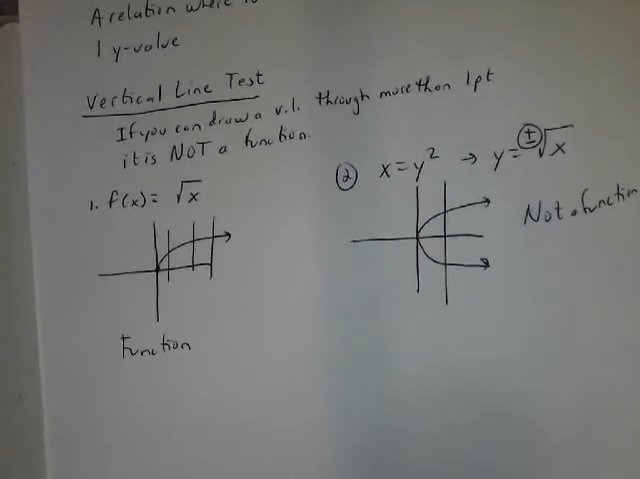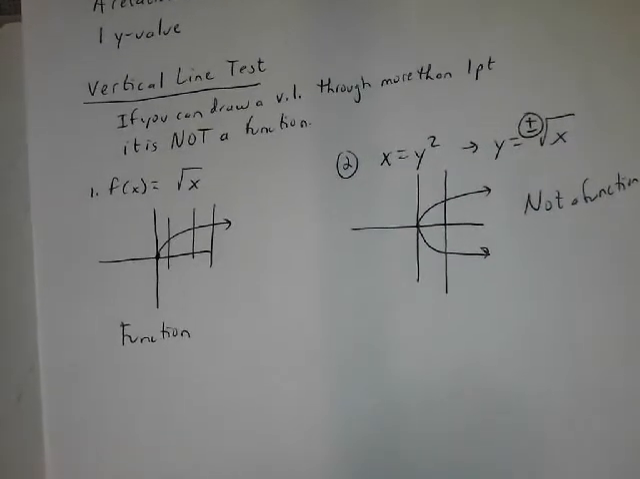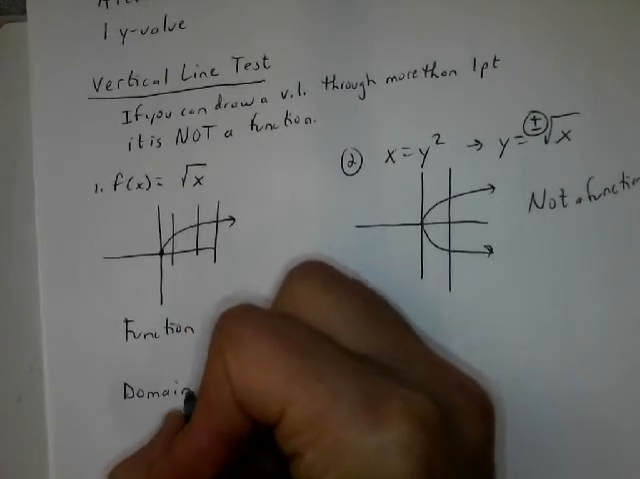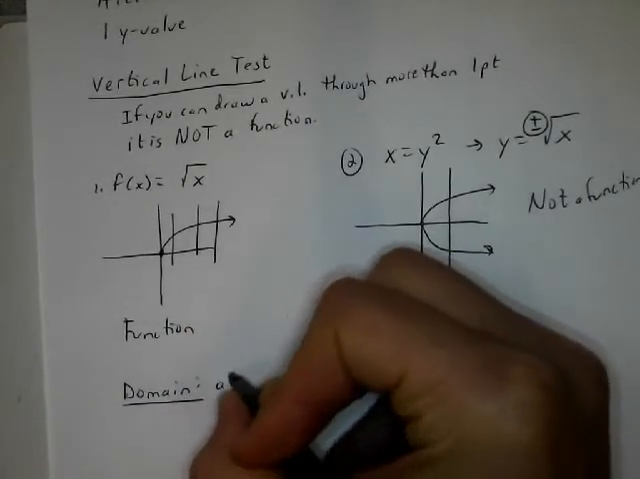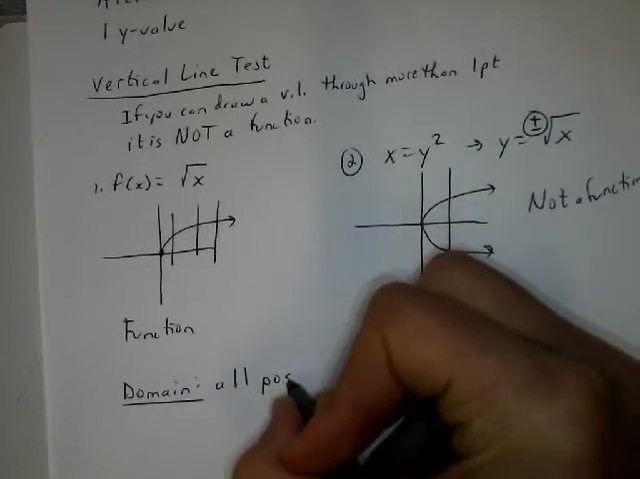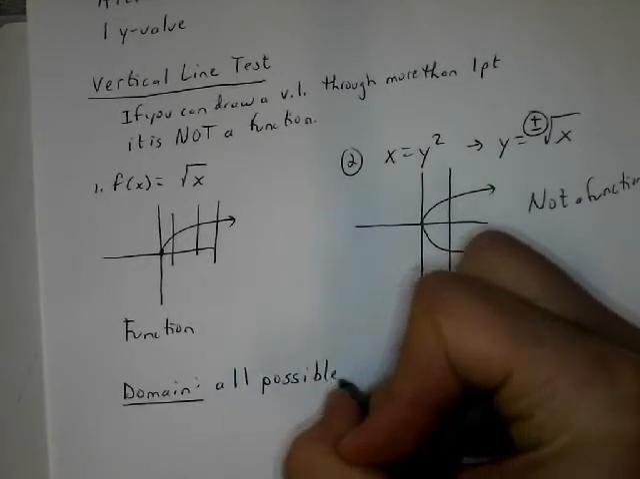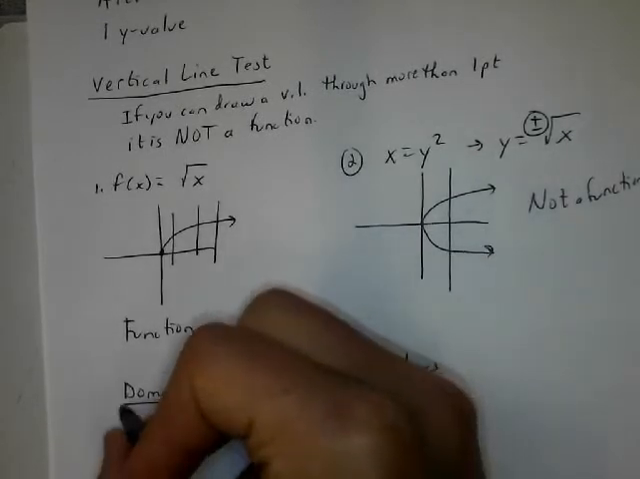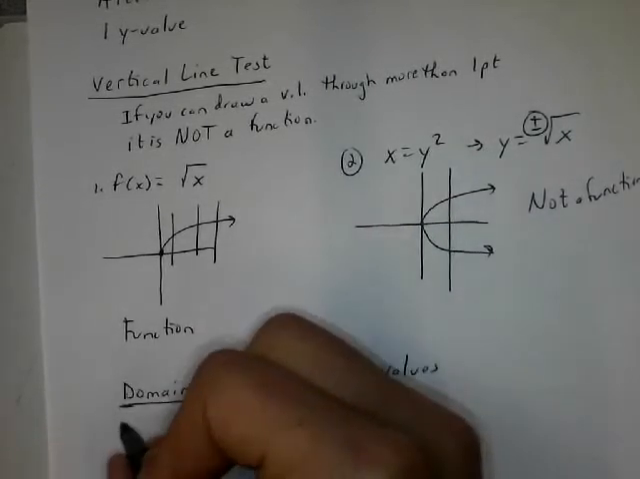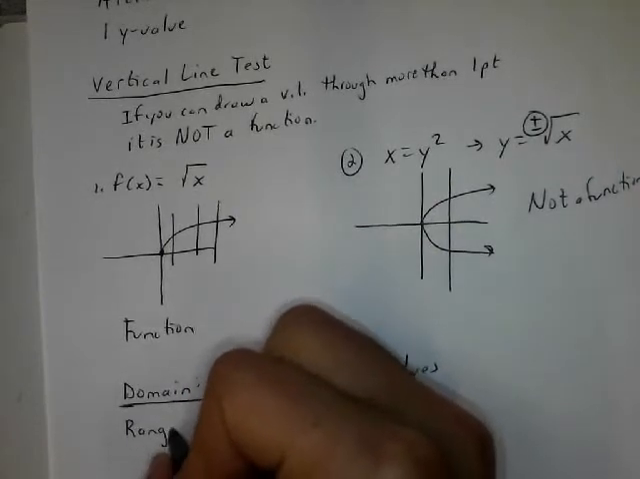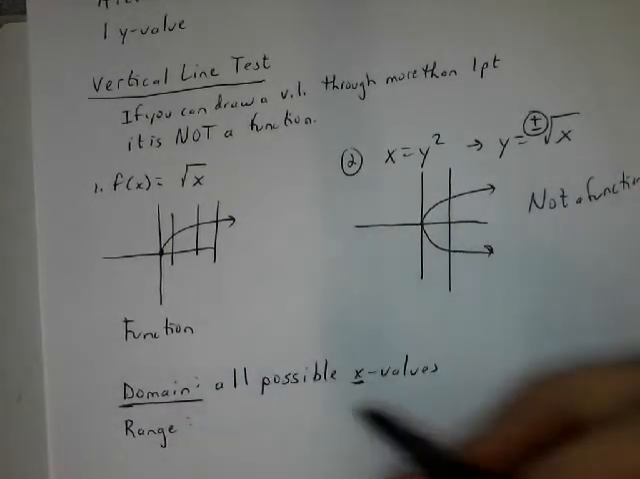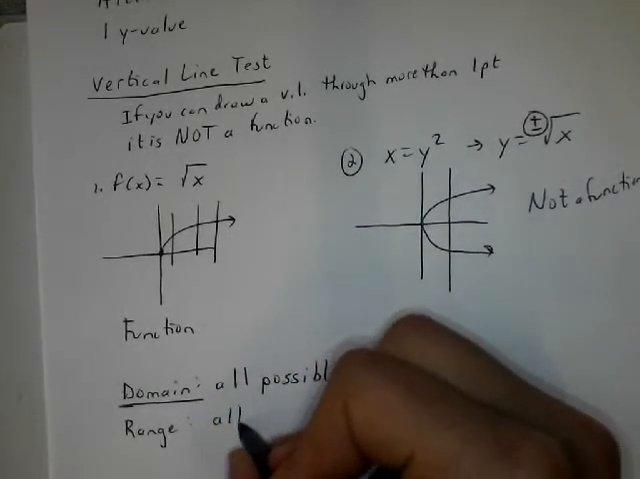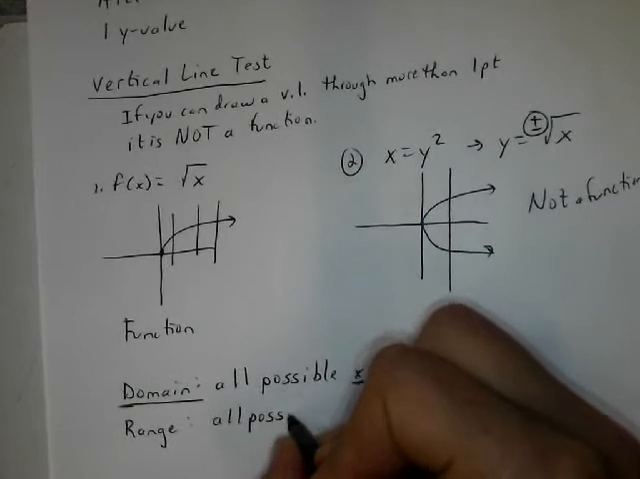Two more terms I would like you to realize leading into tomorrow's lesson are domain and range. Domain refers to all possible x values. The way I always remember it is x is domain, in alphabetical order, whereas range is for y. So it's alphabetical order, x, y, d, r. So range is all possible y values.